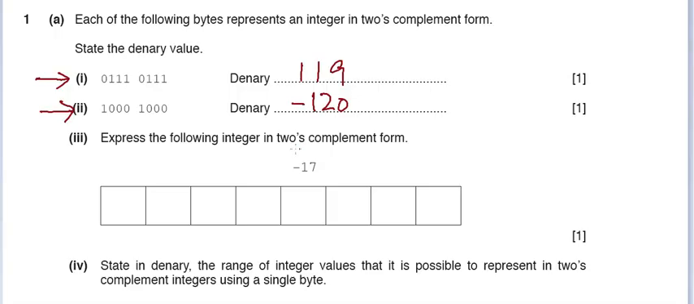Next we have to express the following integer in 2's complement form. So minus 17 has to be represented in 2's complement form. So we have minus 17, right? And the way I like to do this is to write positive 17 in binary form. So how are we going to write positive 17 in binary form?